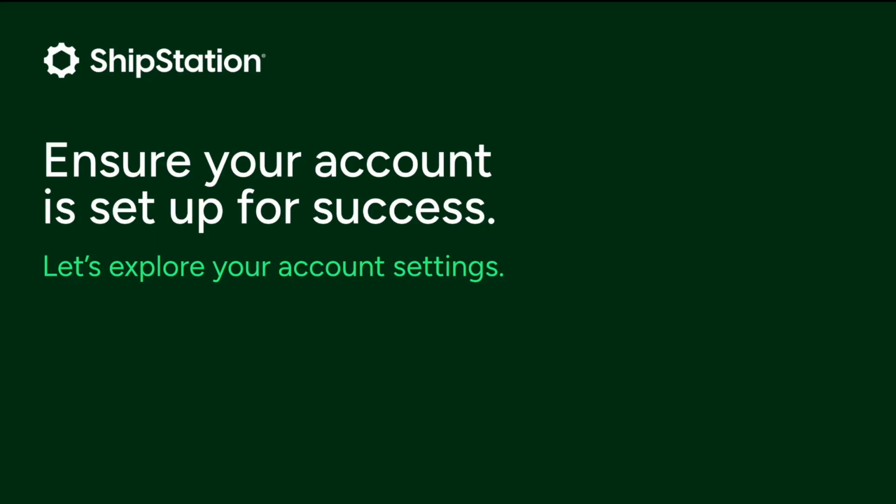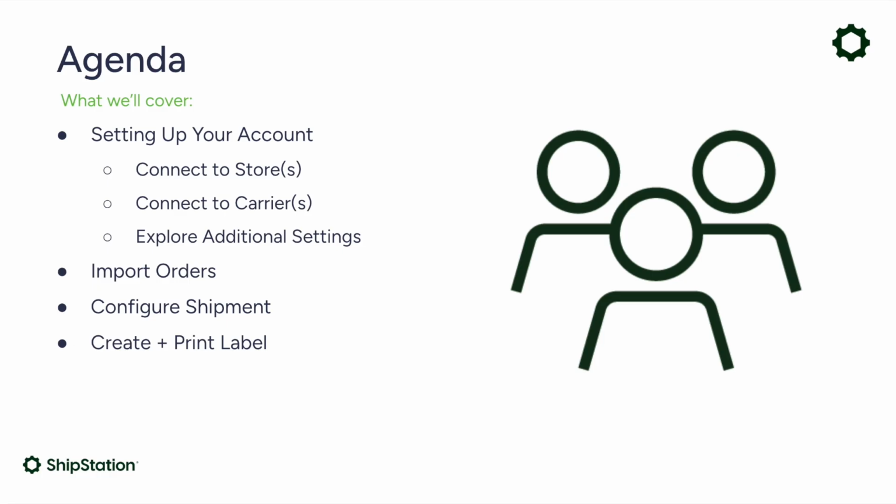So, we'll get started here talking about how to ensure that your account is set up for success. We'll talk about some of the foundational features and tools to ensure that you're connected to all of your integrations and ultimately feel confident enough to create your first label. For today's session, what we'll cover is setting up that account, so connecting to those stores and carriers. We'll also explore some additional settings and we'll talk about how to import your orders into ShipStation, configure the shipment, and then finally creating and printing your label.